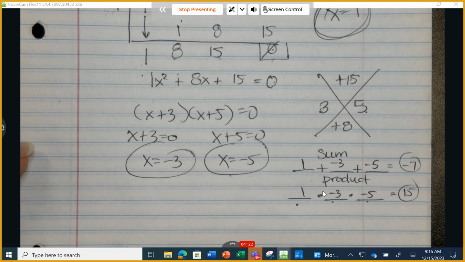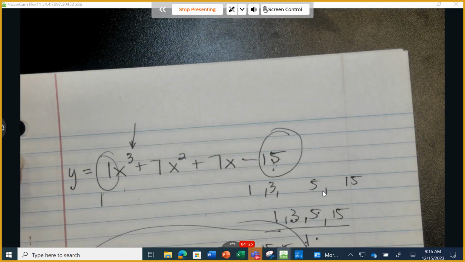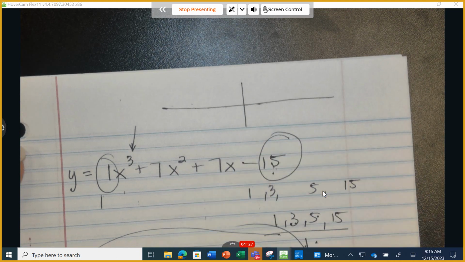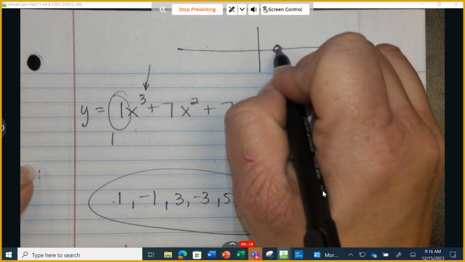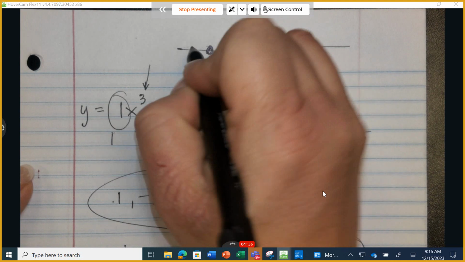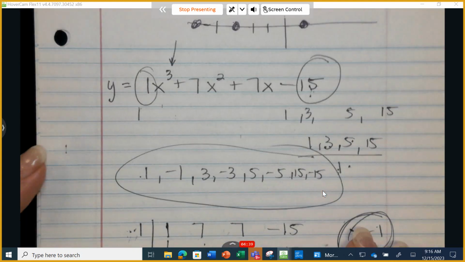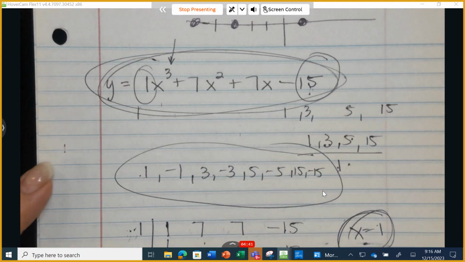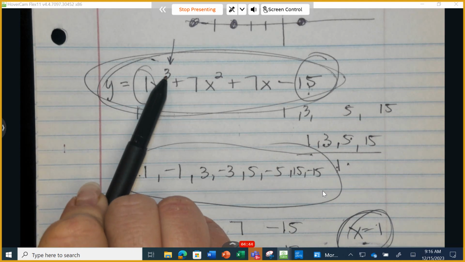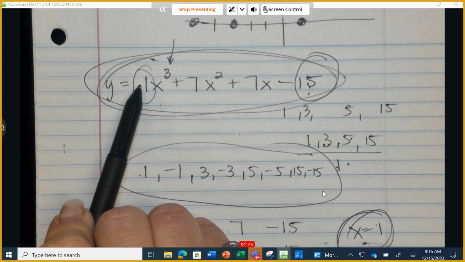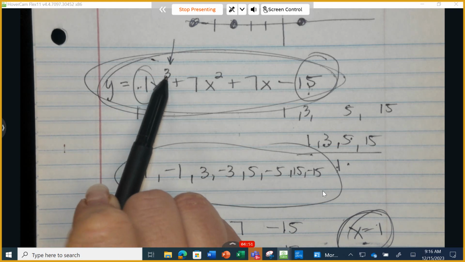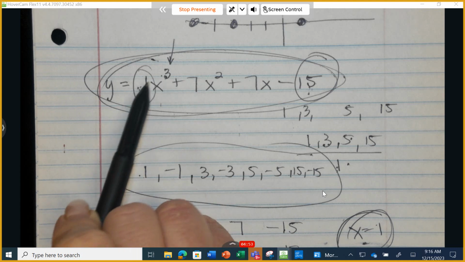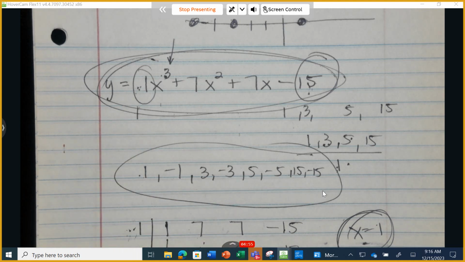Okay, the very last thing is it gives you a simple graph, and it wants you to sketch it. I know that 1 is a root, negative 3 is a root, and negative 5 is a root. Now, let's look at this function. This is odd degree, positive leading coefficient. Using your arms, what does the end behavior look like for odd degree, but a positive leading coefficient? What does it look like?